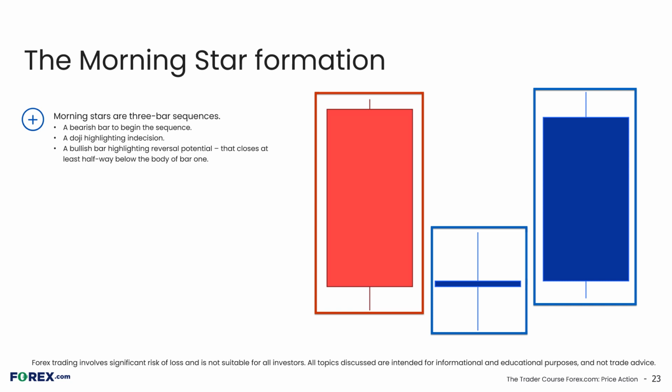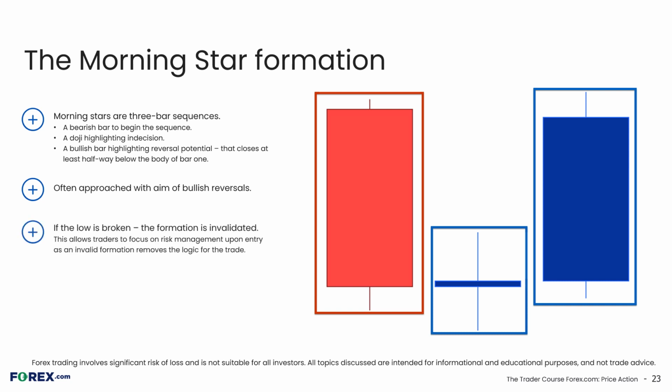This is the exact opposite of the evening star, and as such, this formation is often approached with the aim of bullish reversals. The allure here is that if the low is broken, the formation is invalidated, so this becomes a way that a trader can look to trade a bullish reversal with a very clear area to invalidate the formation if and when it's broken.